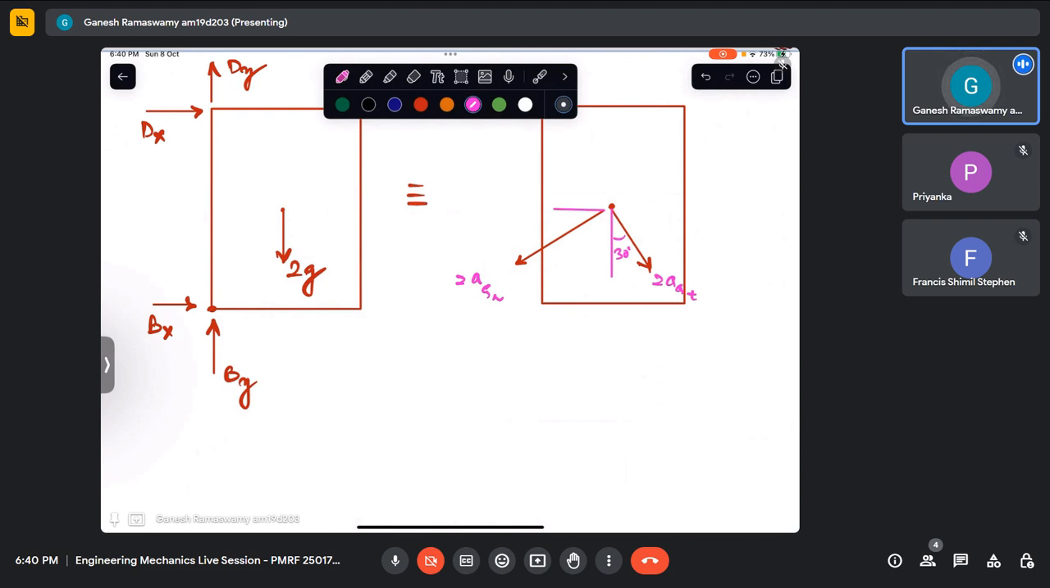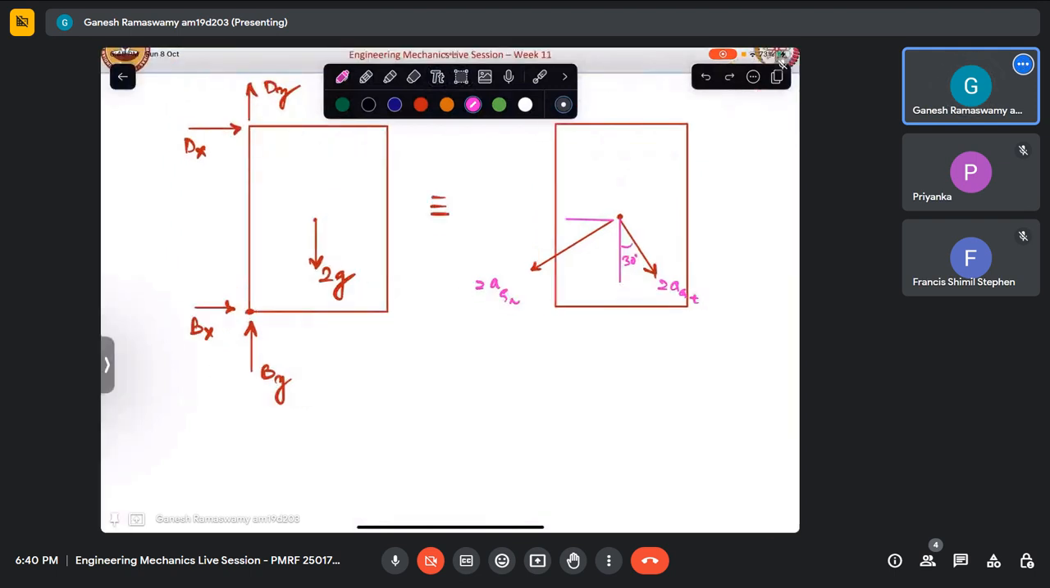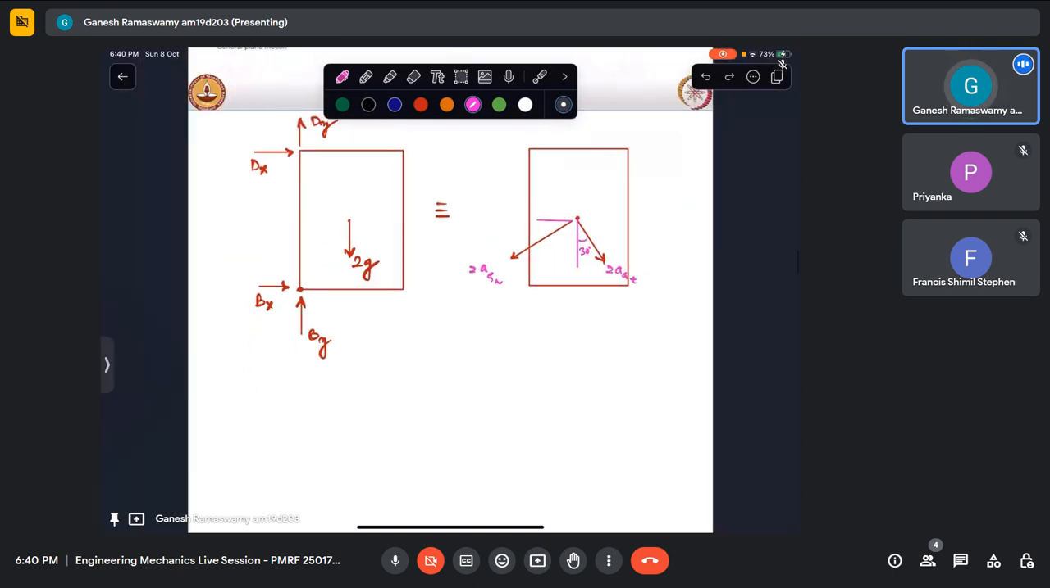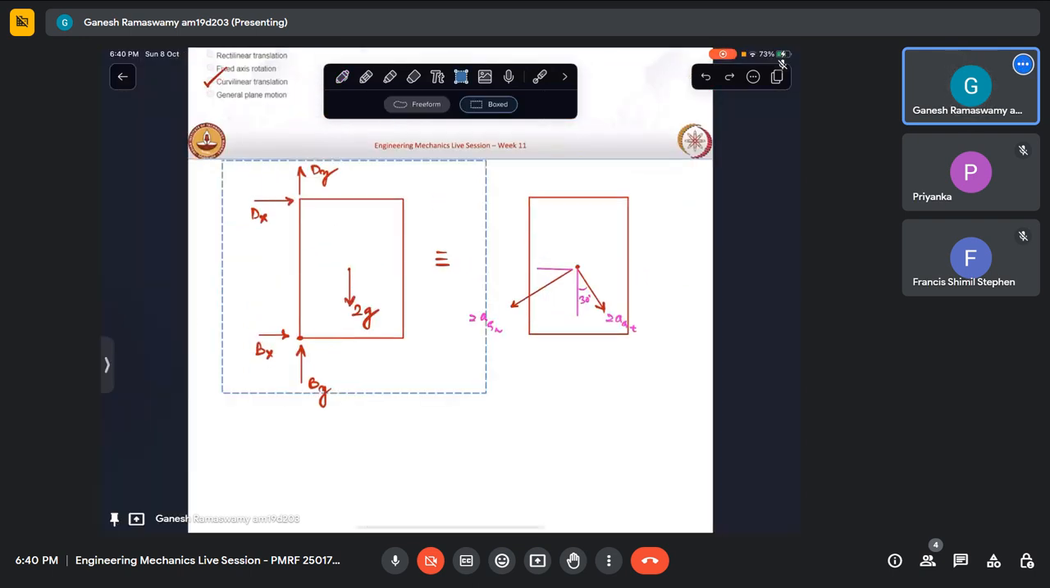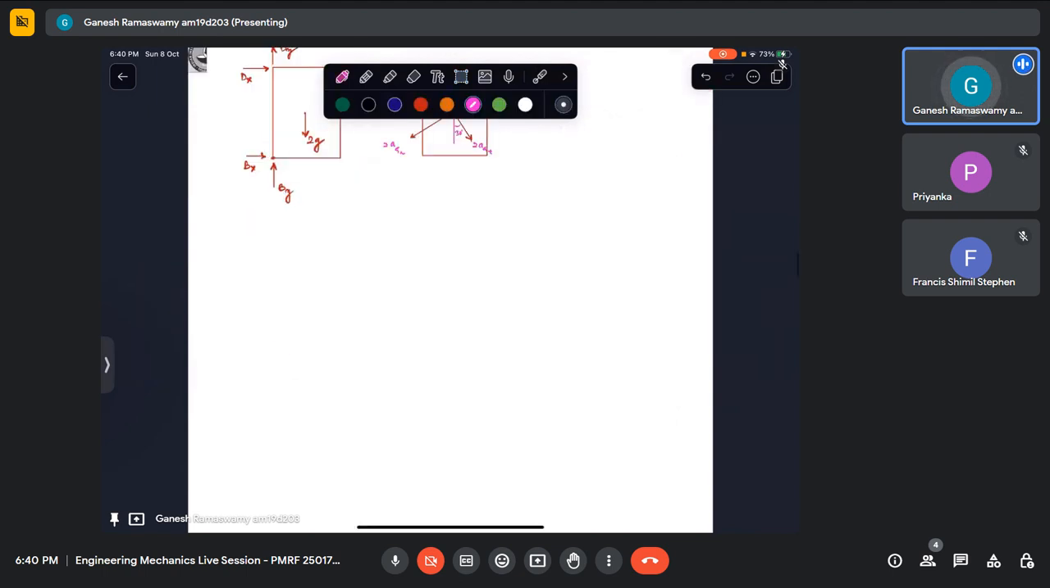Now, in a general case, I will be marking alpha also, I_G alpha also. But since I know that it is undergoing curvilinear translation, there is no rotational analog in this case. Very well, so this I have drawn for this plate. Now let us come to the links.